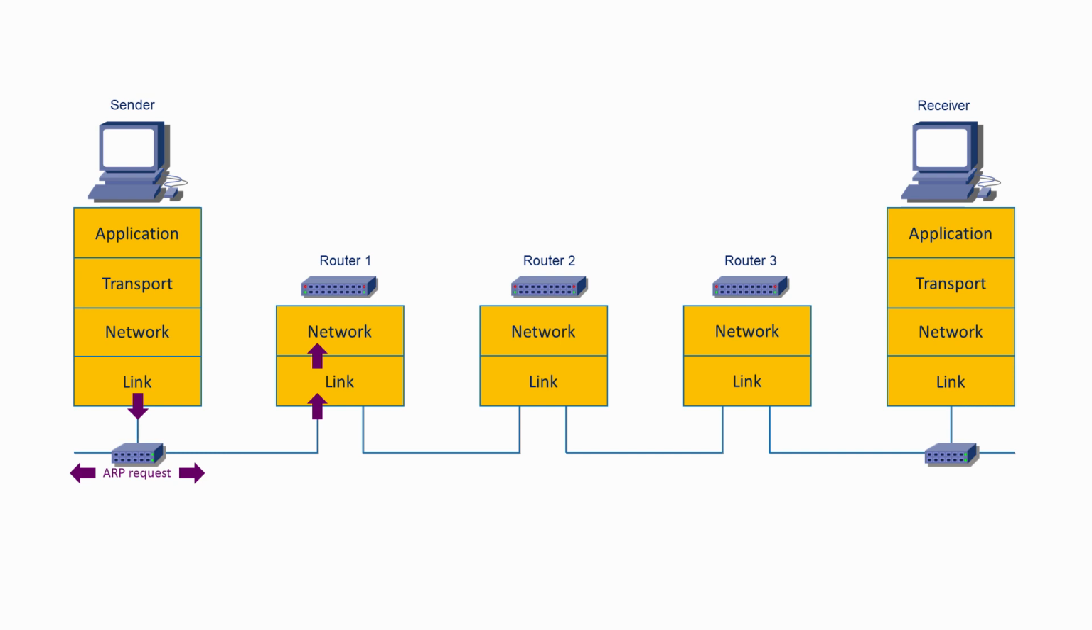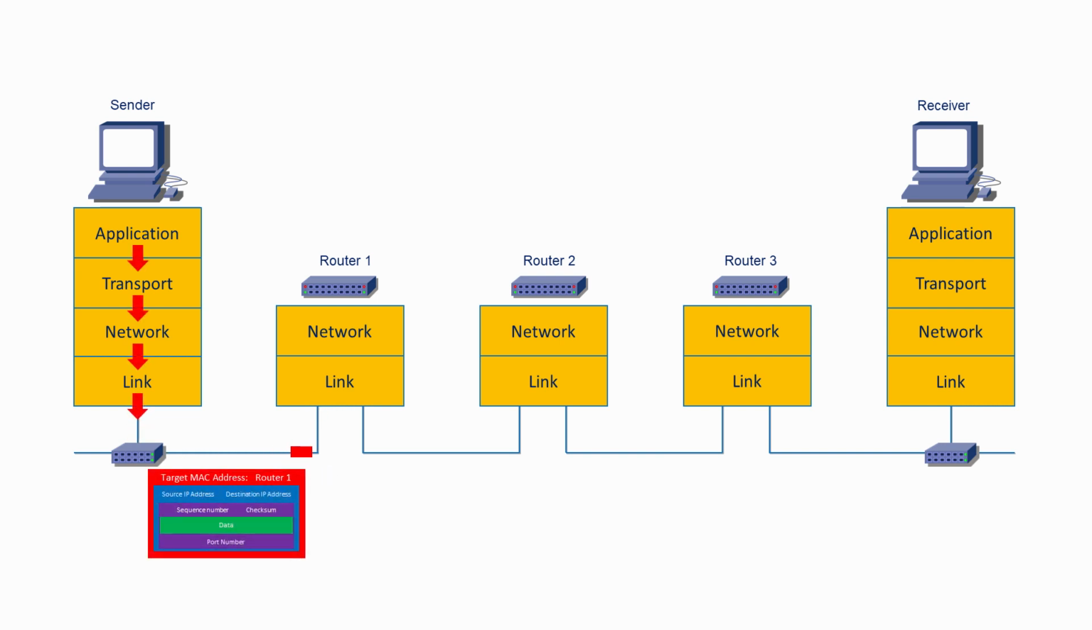Router 1 is the sender's default gateway, so it responds with its own MAC address. From now on, all of the data packets from the sender are inside Ethernet frames bearing the router's MAC address. But the journey has only just begun.